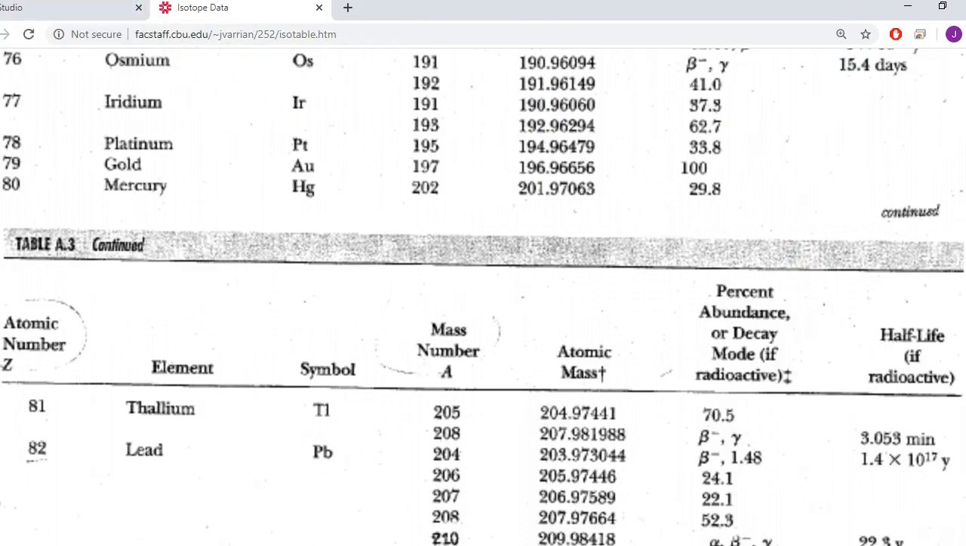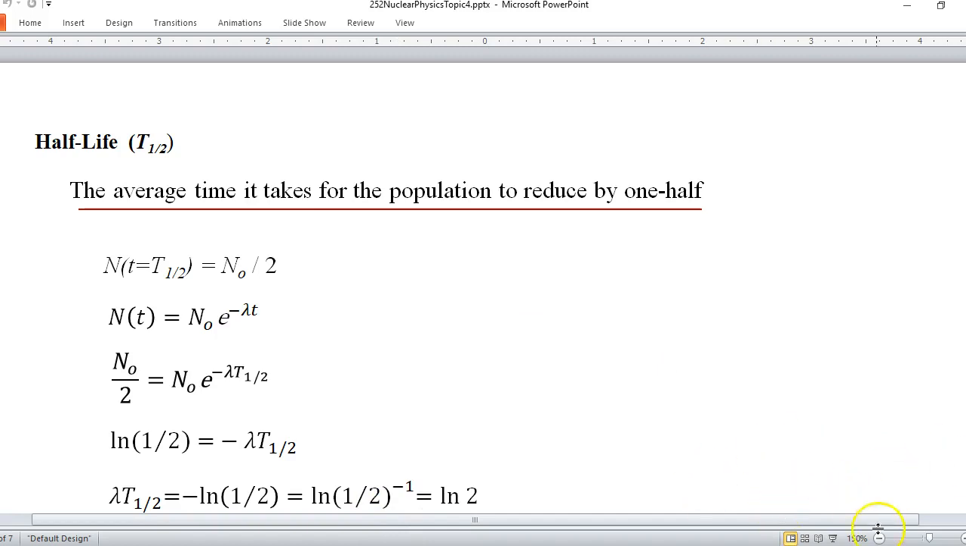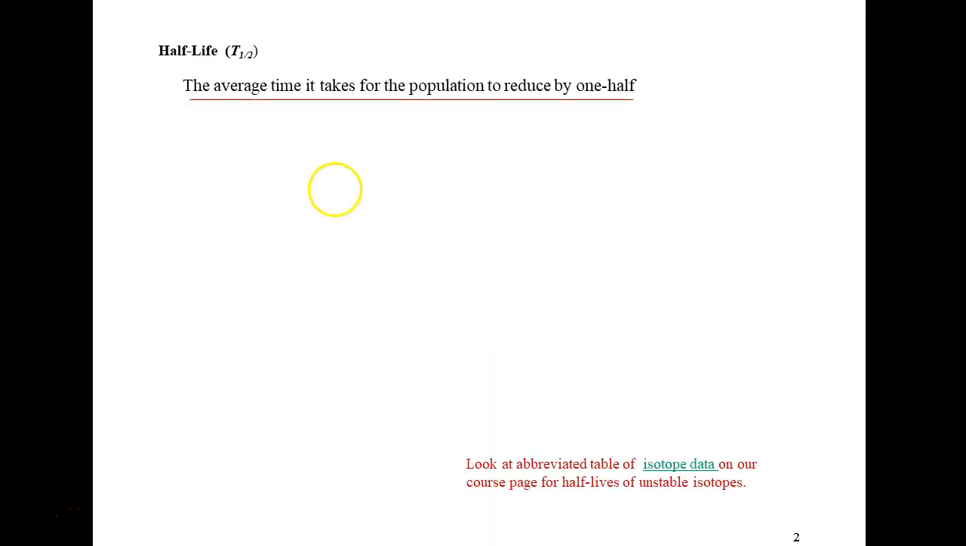Okay, let's get back to our presentation. So what we're going to do next is relate the half-life to the decay constant. By definition, the population 1 half-life later has to be the initial population divided by 2. So if I take my exponential function, I'm going to stick in little t equal to the half-life. So by definition, N of t has to be half of the initial. The initial population is going to divide out. So now I can solve this for my half-life.